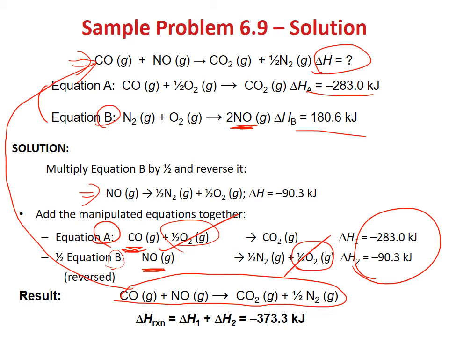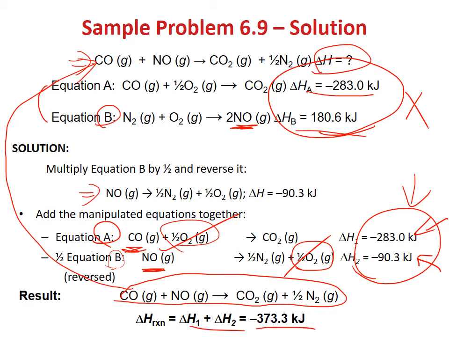Note that you don't add these two, okay? Not these two, but the modified reaction enthalpy change. A is the same, B is different. It's negative 90.3 instead of 180.6. And by doing that, you add these two, and the answer is negative 373.3 kilojoules.